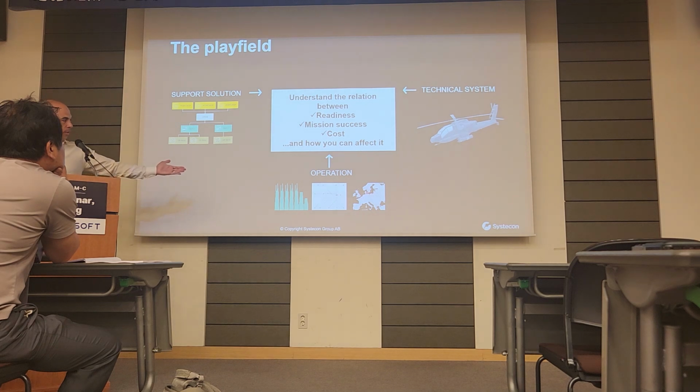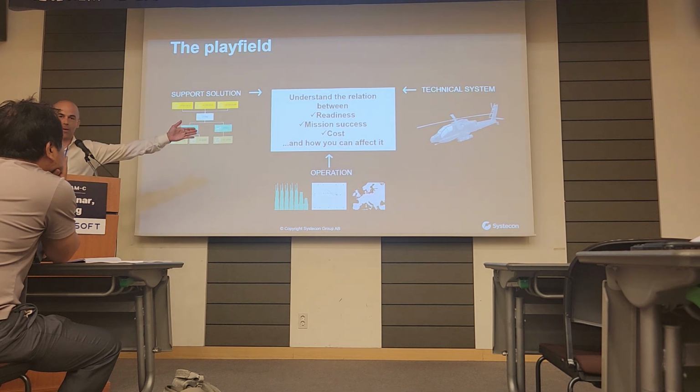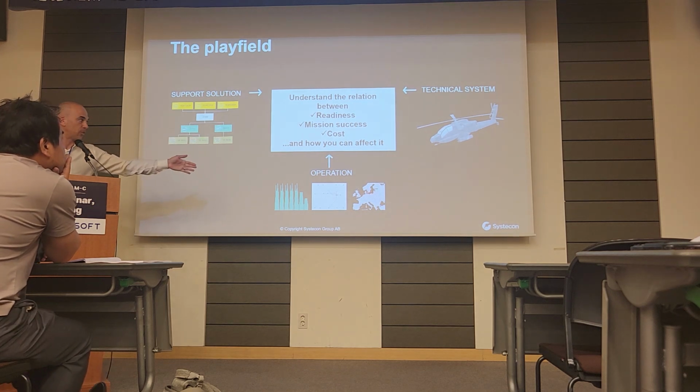Because it's through these three entities that you have the possibility to impact these values. So if you have, for example, a very poor system with poor RAM properties, you can compensate for that to a certain extent with your support organization. Or maybe you have an operational profile that is very forgiving and not so demanding, so that poor RAM properties will not be an issue.